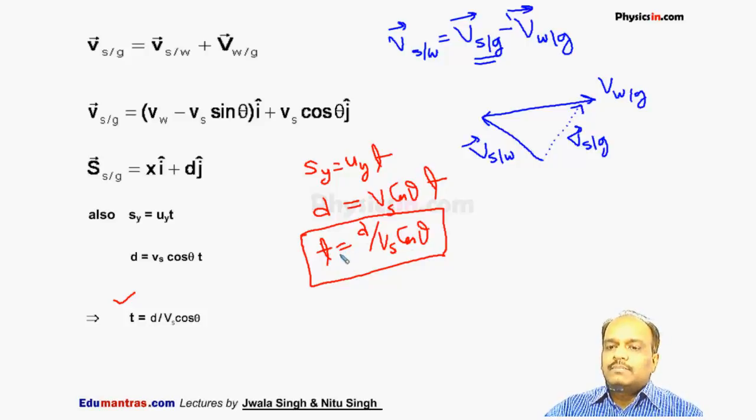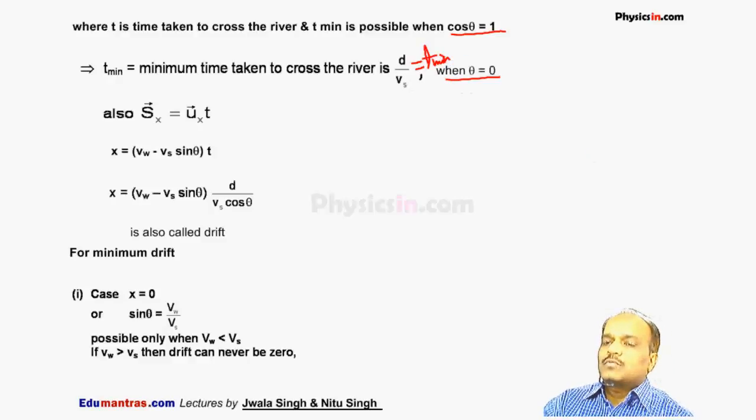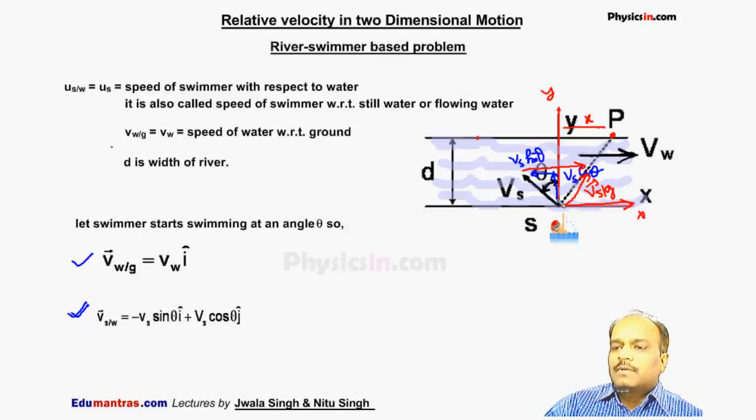But if I want the minimum time taken to cross the river, I have to change this theta. The minimum time is possible when cos theta is maximum. The maximum value of cos theta is 1, so the minimum time taken to cross the river is d by Vs. This is possible when theta is 0, which means the swimmer is swimming along the y-axis, perpendicular to the direction of flow of the river.